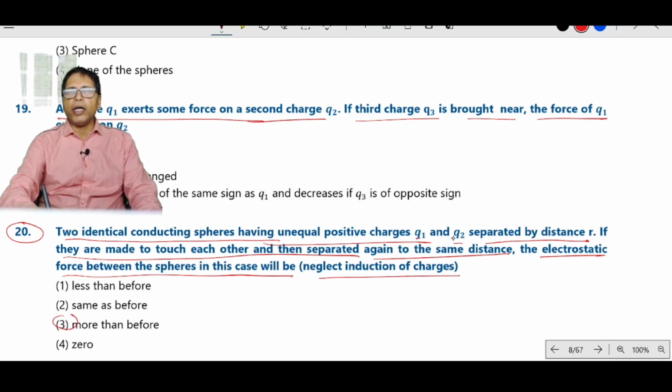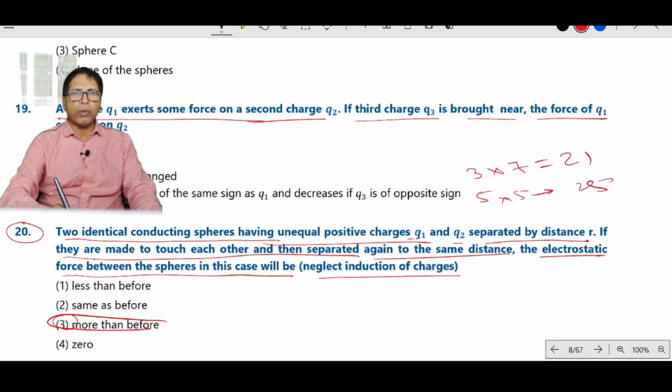Because Q1 and Q2 are unequal, suppose this is 3 and this is 7, so the product is 21. When brought in contact, they have equal charge, so 5 and 5. Now force of attraction is proportional to 25, so force of attraction is more than before.